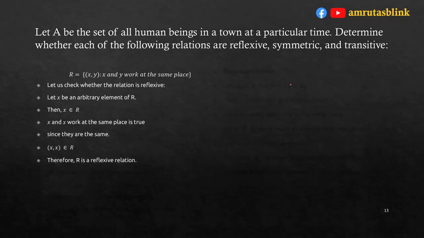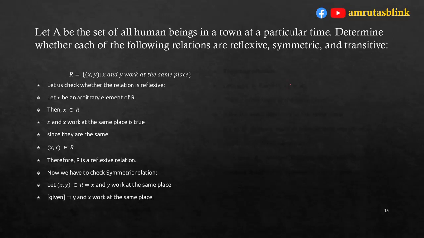Now we'll check whether it is symmetric or not. Let's suppose there is one pair (x, y) which belongs to R. That means x and y work at the same place. Now when x and y work at the same place, obviously y and x are also working at the same place. Hence, if (x, y) belongs to R, we can always say that (y, x) also belongs to R, and hence R is a symmetric relation also. Now we'll check whether this relation is transitive or not.